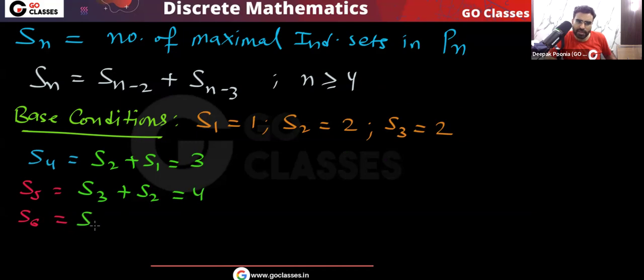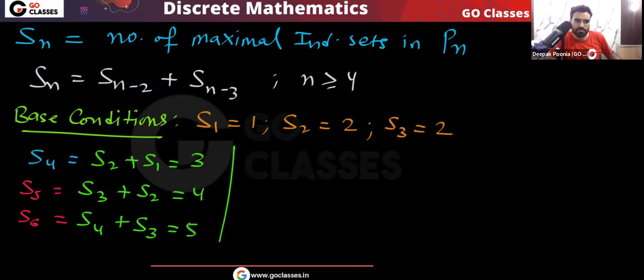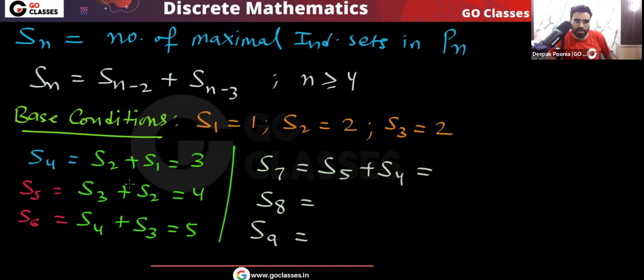S6, that will be S4 plus S3. S4 plus S3, that will be 5. Then you can see what will be S7, what will be S8, and finally we need to find S9. So S7 will be S5 plus S4, that will be 7.